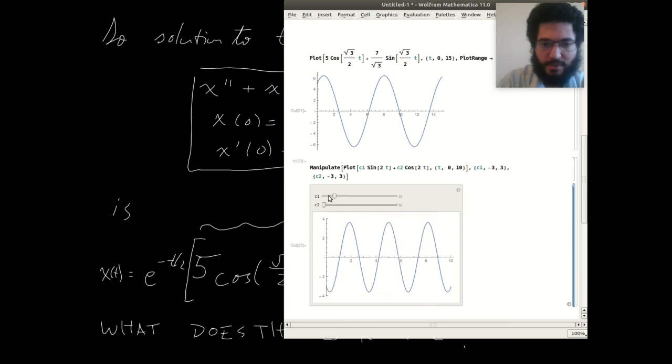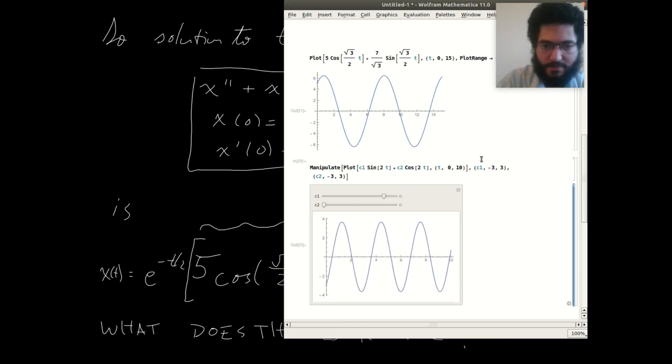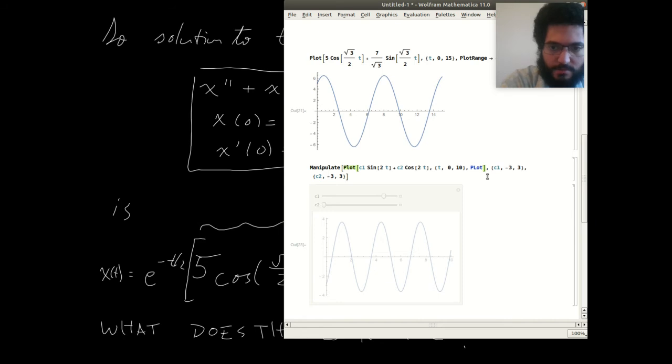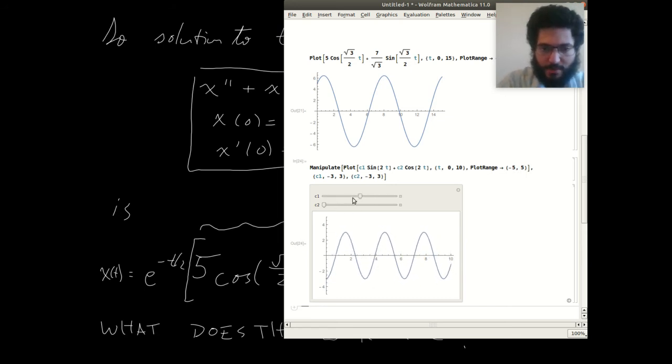Okay, so now I've got these bars that I can move around to manipulate things, and it looks like as I move the bar, the vertical axis scale changes. So let me fix the vertical axis scale to -5 to 5, say. Then watch what happens as I move this C1 bar. Here they're both varying from -3 to 3. So here's C1 equals -3 and C2 equals -3.